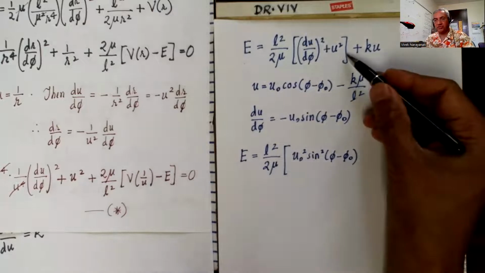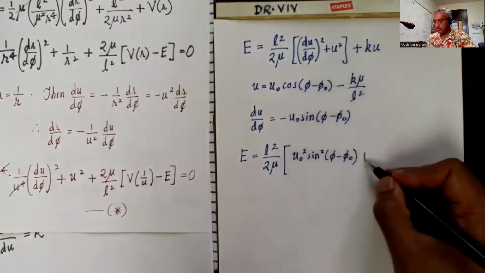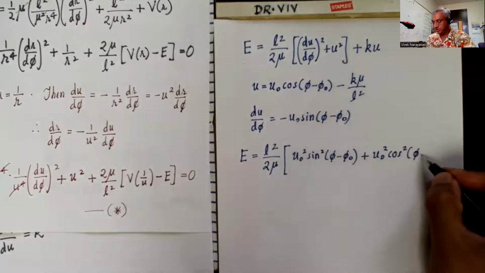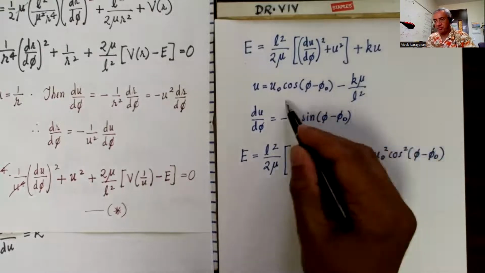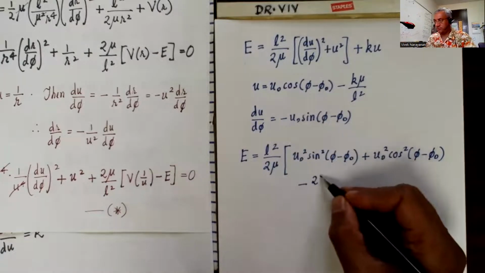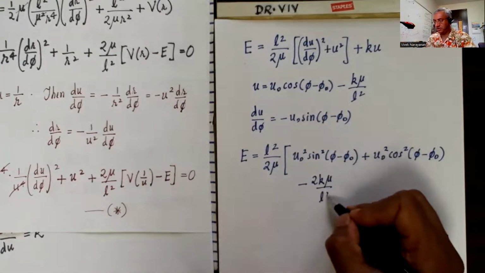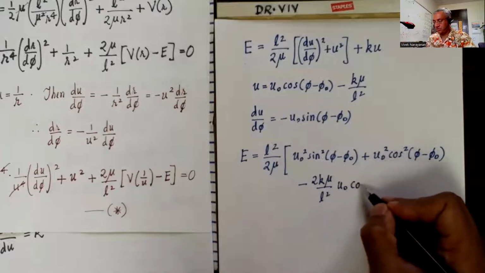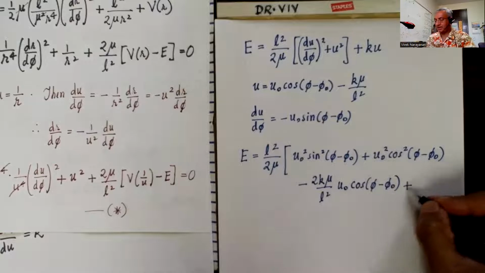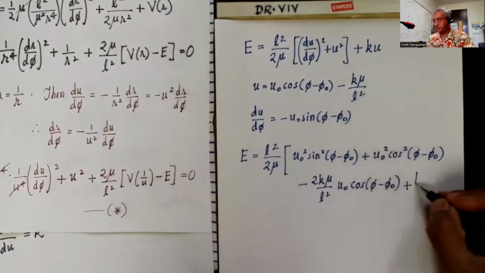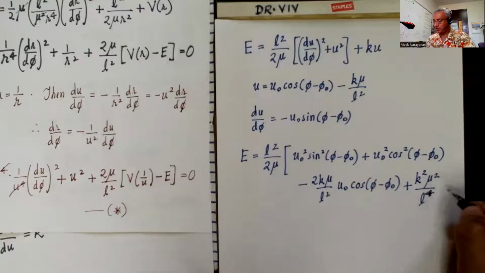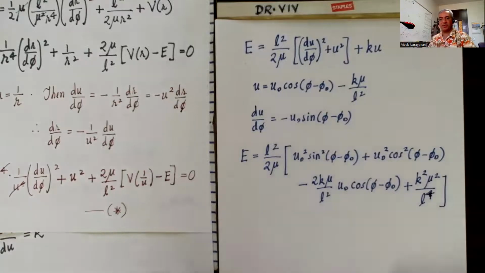And u squared will be a sum of 3 terms. The first term is u naught squared cosine squared. The second term will be the mixture of the two with a factor of 2, so that's negative 2k mu over L squared u naught cosine(phi minus phi naught). And the last term will be that thing squared, so that's k squared mu squared over L to the 4.